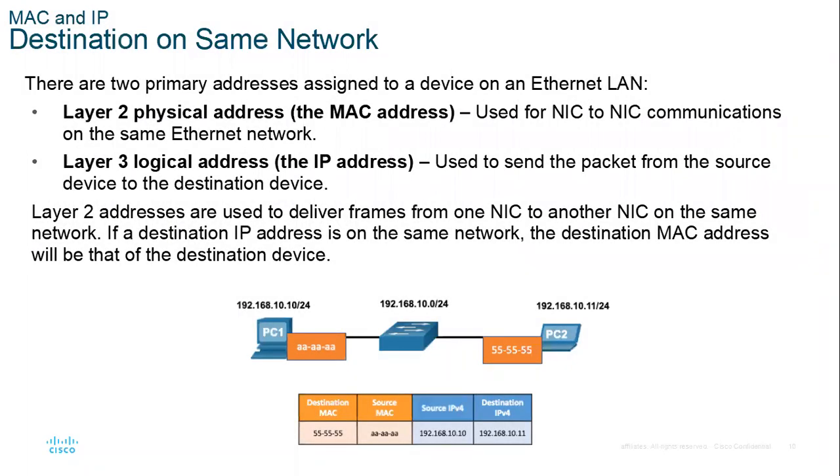MAC and IP address, yes. So we call the MAC the physical address, and we call the IP the logical address. The MAC address is used for NIC to NIC communication on the same Ethernet network, the network interface card. That's the hardware. Then for the IP address, we need it to send a packet from source to destination, right? We need to understand that. So those are the two primary addressing systems that we have.